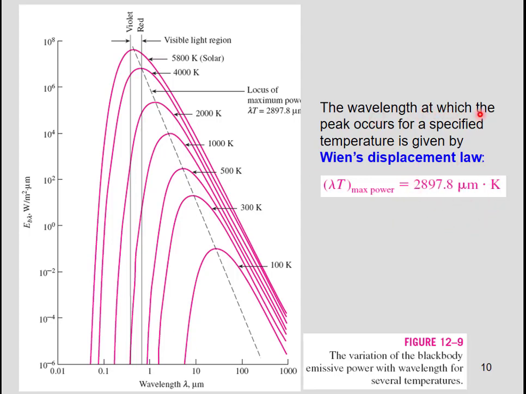So the wavelength at which the peak occurs for a specified temperature is given by this equation, which we call Wien's displacement law. By this Wien's displacement law, by knowing the temperature we can find the lambda, and for a given lambda we can find the temperature at which the maximum emissive power can be reached.